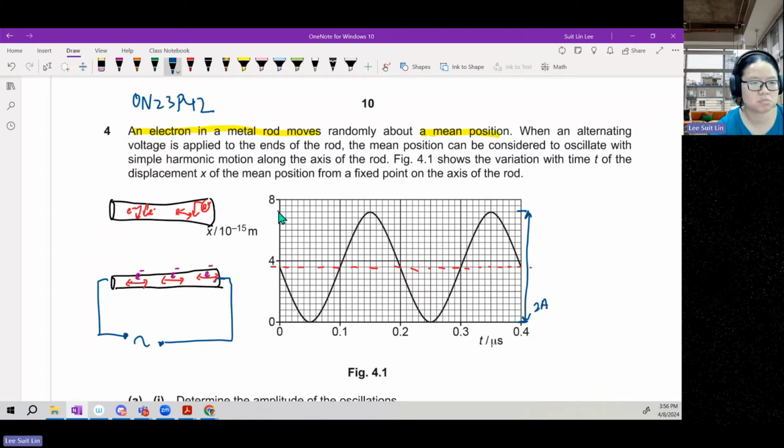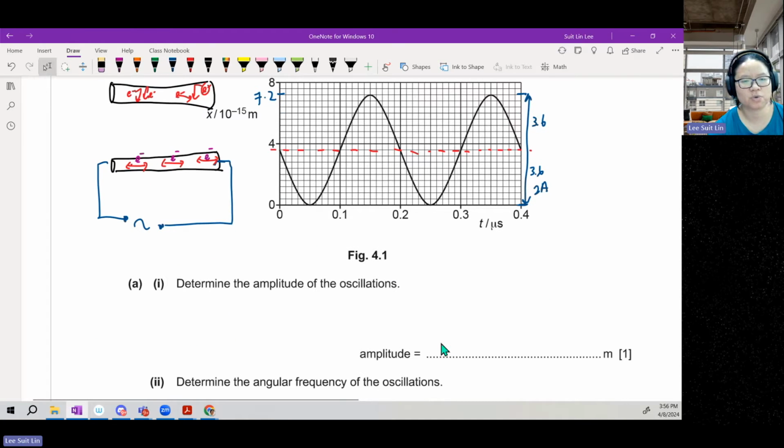And this is, I don't like this scale, 7.2. That means this is 3.6. Down here is 3.6. Okay, determine the amplitude of oscillation. Just 1 mark only, so no need to show working. 3.6 times 10 to the power of negative 15. Okay, moving on. Of course, you can show some working. I'm a bit paranoid generally, so I will show working.